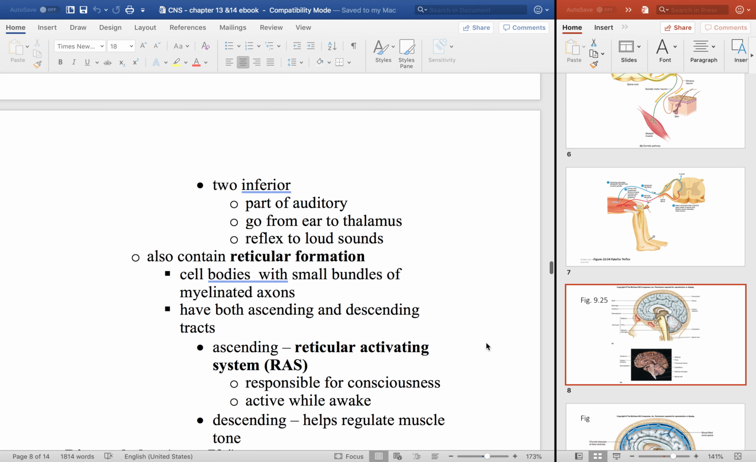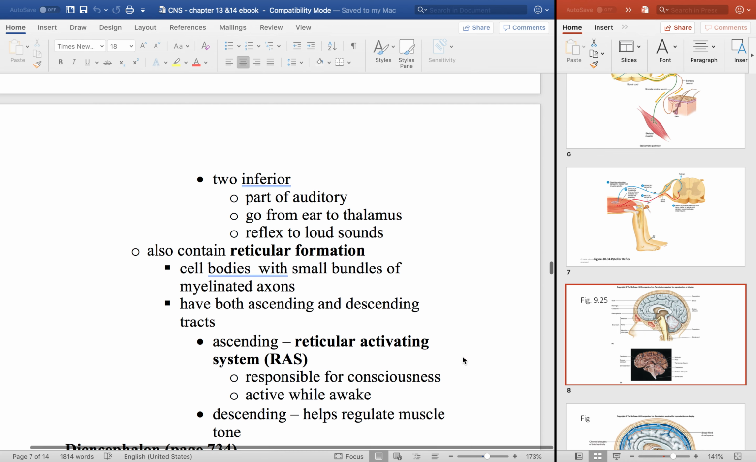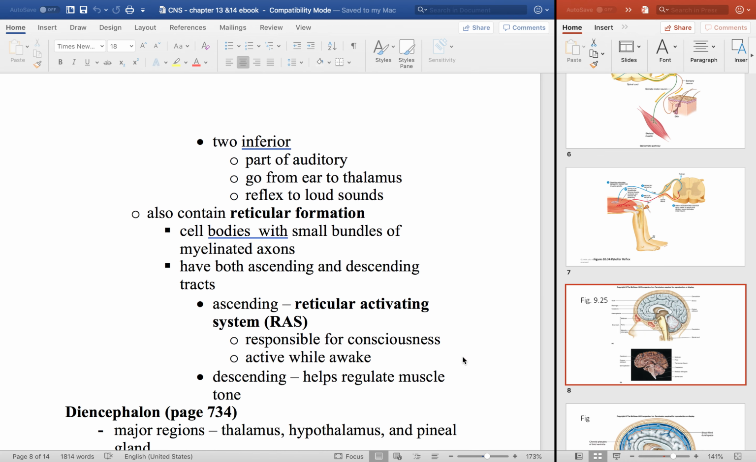The one other last thing that the brainstem does is it contains a reticular formation. It's also called the reticular activating system. It's really kind of cool. They have small bundles of myelinated axons, and they have both ascending and descending tracts. So the reticular activating system is actually what has responsibility for consciousness. If you're in a coma, this is kind of what's broken.